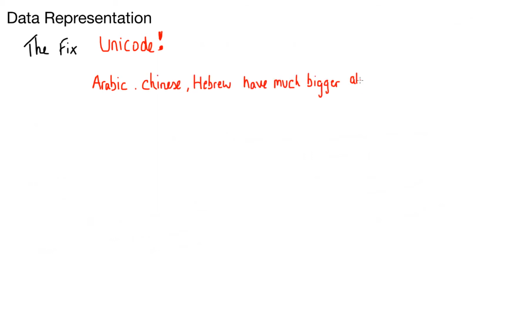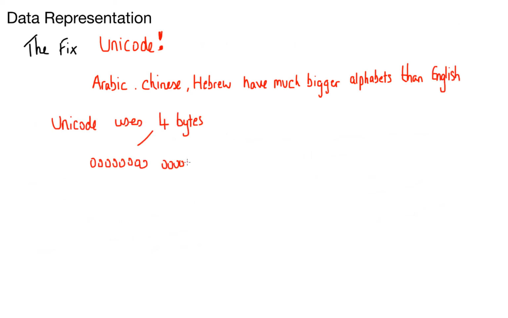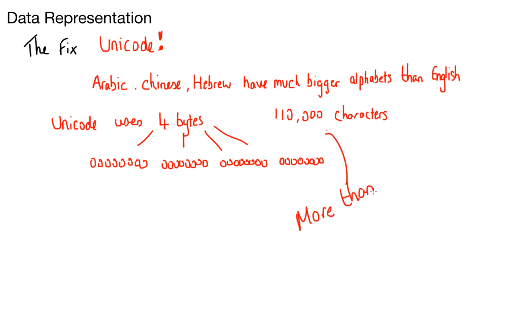So what was the fix? Well, it's something called Unicode. Languages like Arabic, Chinese, or Hebrew have much bigger alphabets than English. And Unicode uses 4 bytes. And remember, a byte is 8 bits. And that gives us a combination of 110,000 characters. That is plenty enough for everybody to use.